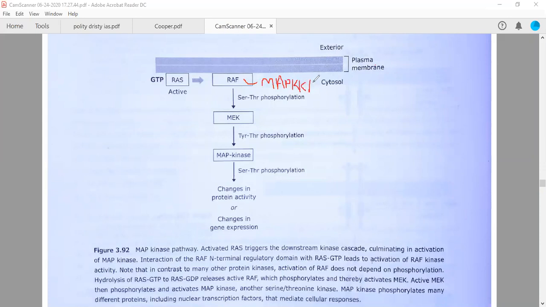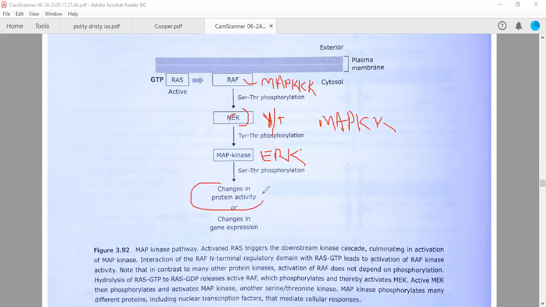MAP kinase. Then this will activate MEK. MEK is a tyrosine threonine kinase. And actually, the other name for this MEK is MAP kinase kinase. And finally, there is MAP kinase. This is called ERK actually, which was first identified in mammals. Therefore, this is called the ERK pathway, which is a serine threonine phosphorylation, or this kinase. It is also given here. This is a serine threonine kinase. This is tyrosine threonine phosphorylation or kinase. So this is a serine threonine kinase.